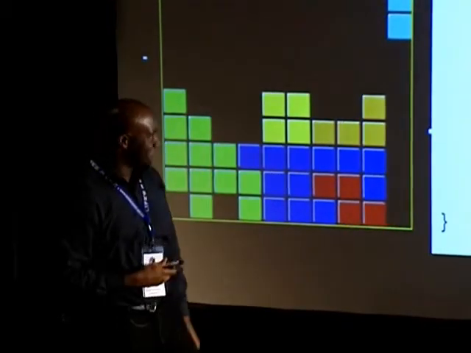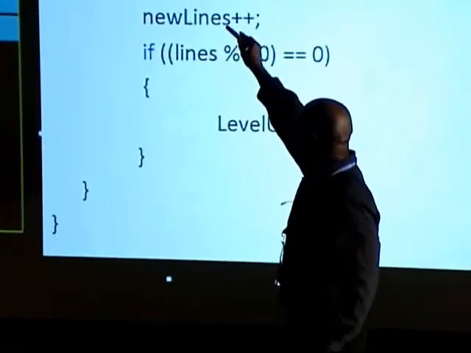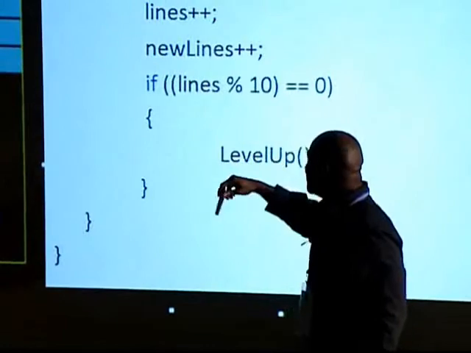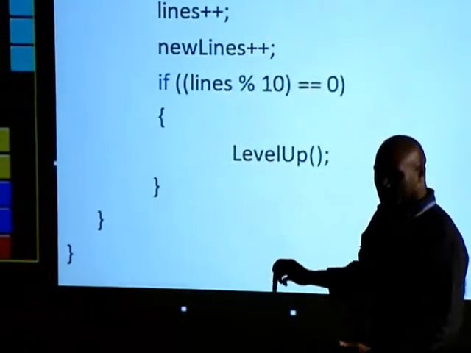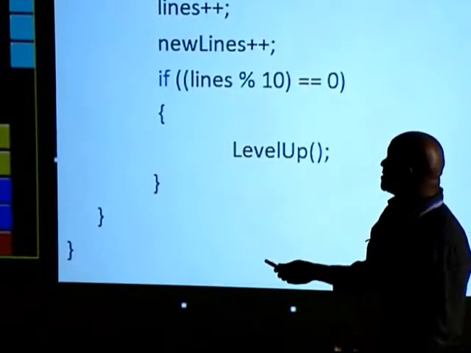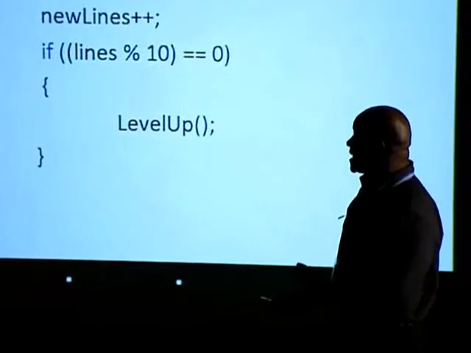And at the end of it, this nifty little modulus operator, which is basically just going to give me the remainder of the number of lines divided by 10. So if it's an even interval of tens, we then have another function that does the level up and speeds up the game. So this is like a pretty simple example of coding, and this is the type of stuff that we do.